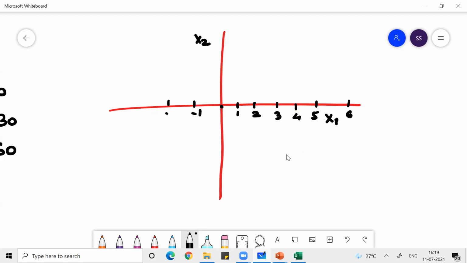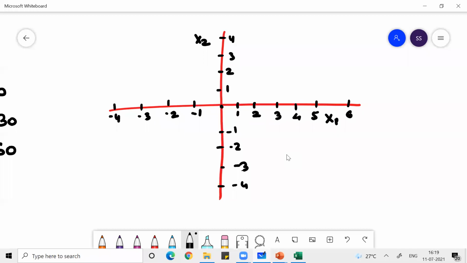Here your negative values of the x-axis lie. Here the positive y-axis lies. Here the negative values of the y-axis lie. Any doubt, anyone? Everyone knows this? Yes, sir. So guys, feel free to ask doubts if you have.